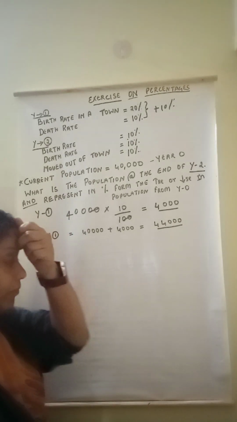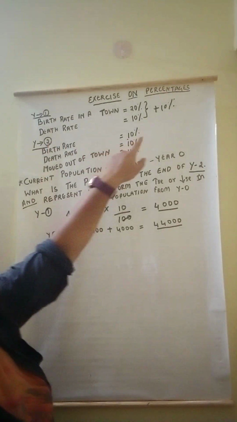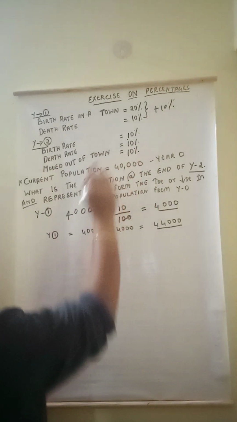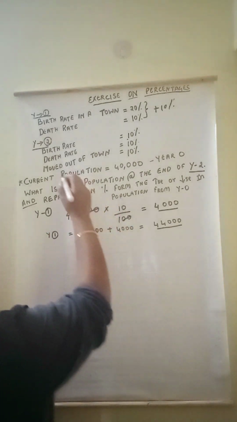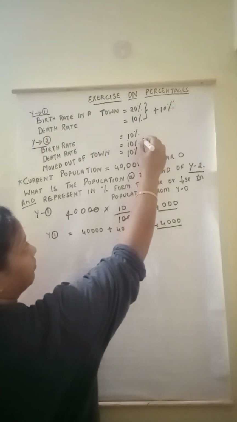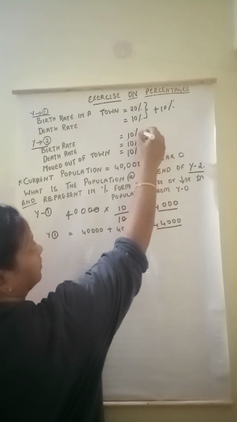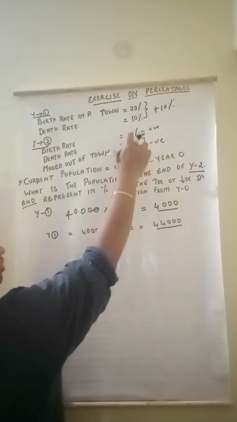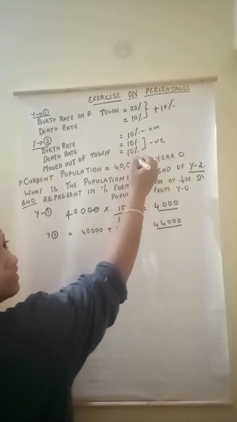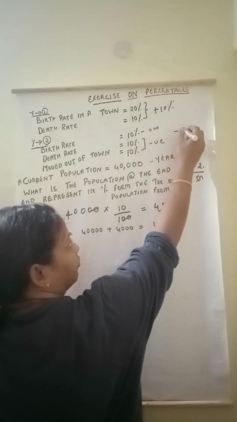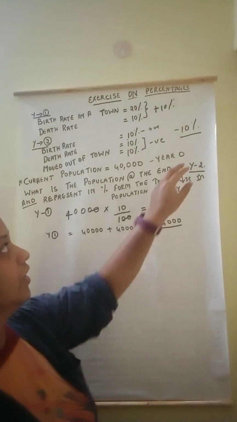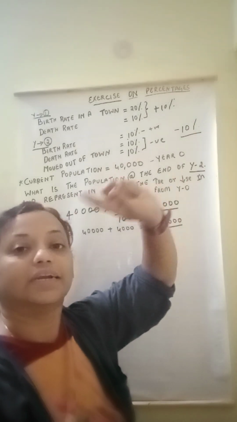Now in year 2, what happened? In year 2, the birth rate is 10%. That means the population has increased by 10%. Death rate is 10%. People who moved out of town is another 10%. So these two are negative values and this is a positive value. So when you find the difference, what will come? You will tell plus 10 minus 20. So the answer is, when you find the difference, it will become minus 10%. So in year 2, what happened? There is a dip in the population by 10%.